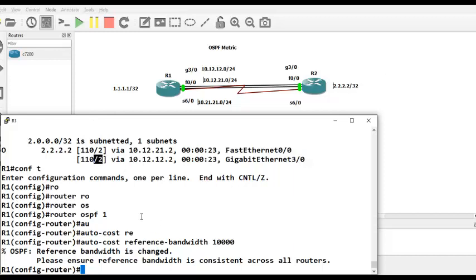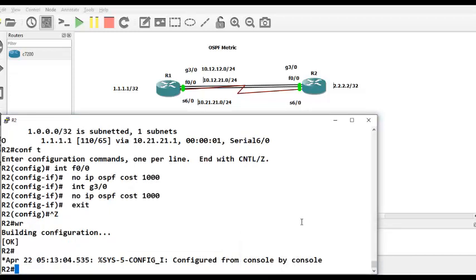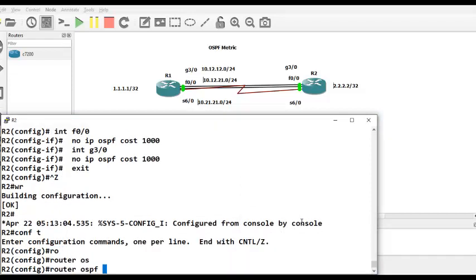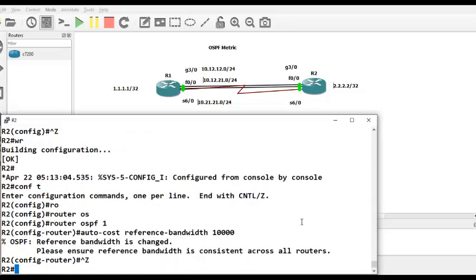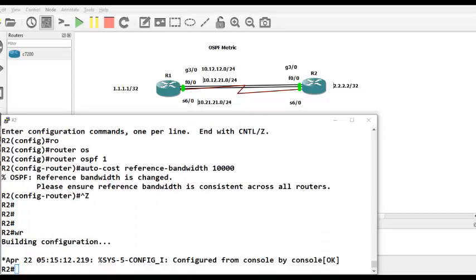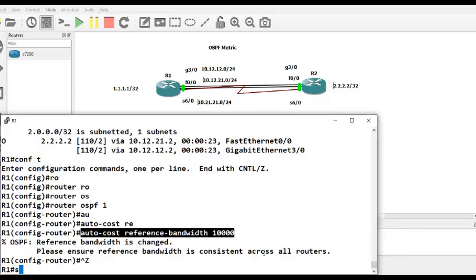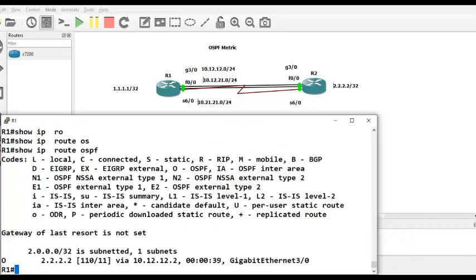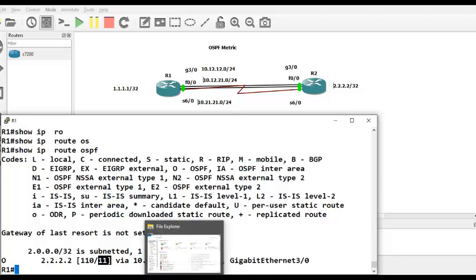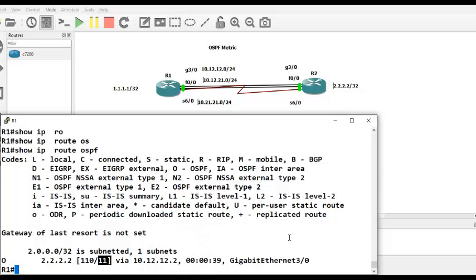So let me copy this and put it on the other router also. We have to configure this on all the routers. Router Ospf 1. Fine, finished. Now if you go back and check on R1, show IP route Ospf, you see you got only the route via gig Ethernet. As I said, the cost is 11. And that has brought us to the end of that chapter. In our next class, we'll move on to summarization in Ospf.